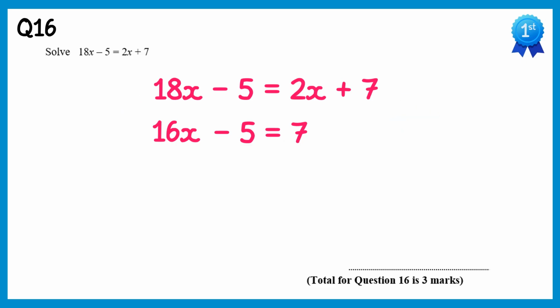Now we can add 5 to both sides. If you add 5 to the left-hand side and the right-hand side, if you do 16x, take away 5, then add 5, the 5s will cancel, so you've just got 16x. And then on the right hand side, 7 plus 5 is just 12.